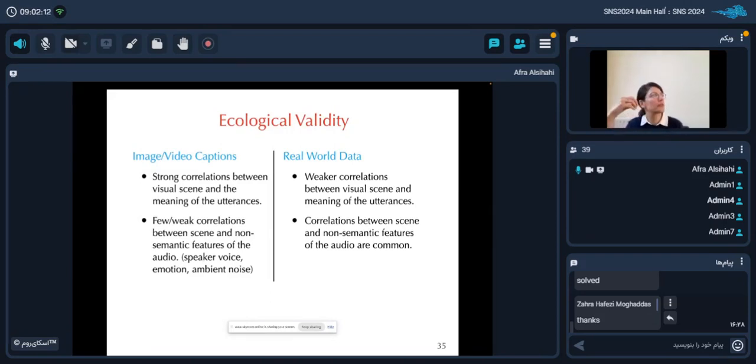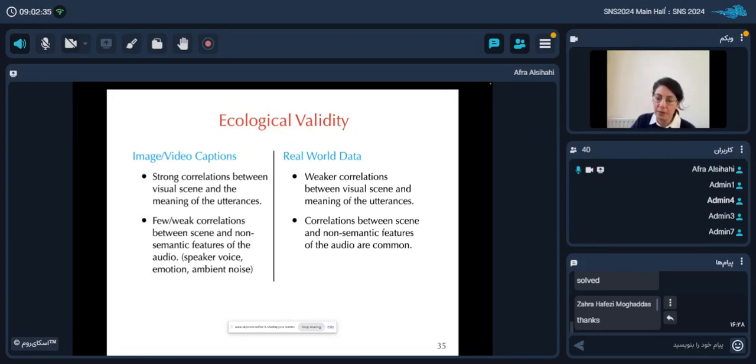Typically, for example, certain characters, the parents, talk about certain topics much more than a random bypasser. A lot of things happen that are not talked about. A lot of things are spoken about that are not immediately visible. So in the real world, we have weaker correlations between visual scenes and the meanings of the utterances.